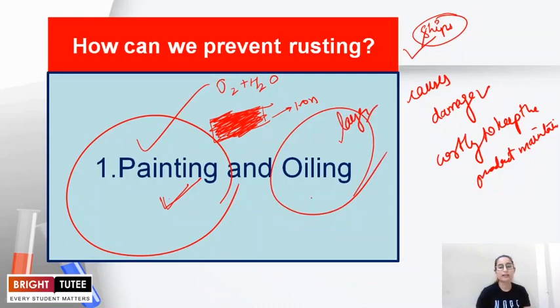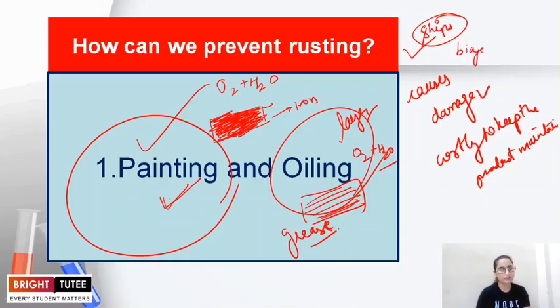It forms a layer on the article. You have an article and you are applying oil on it. So this oil does not let the aerial oxygen and water vapor harm the article. Or you can also use grease. If you continuously keep greasing the iron articles, if you have a bicycle, this is a typical example.